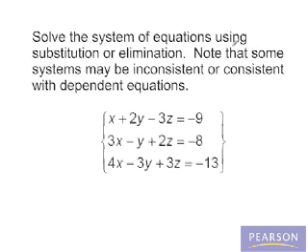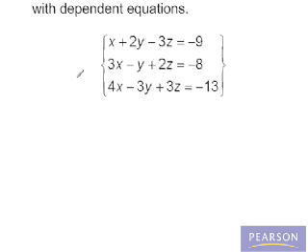Solve the system of equations using substitution or elimination. Note that some systems may be inconsistent or consistent with dependent equations. We are given the system x plus 2y minus 3z equals negative 9, 3x minus y plus 2z equals negative 8, and 4x minus 3y plus 3z equals negative 13.